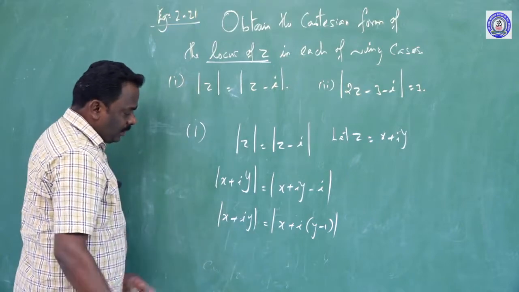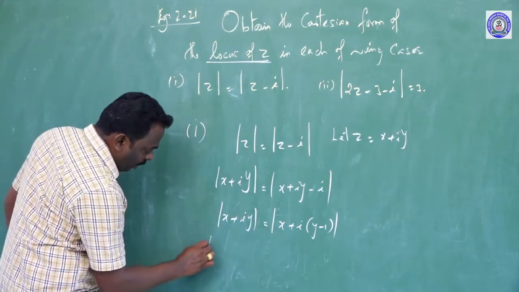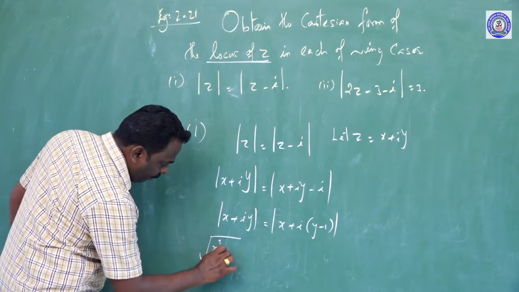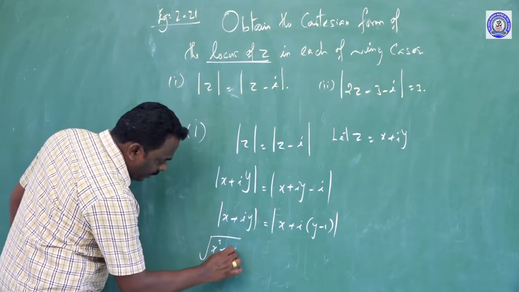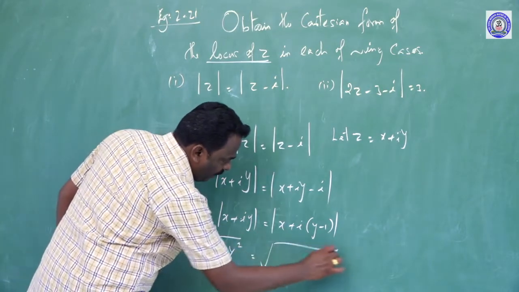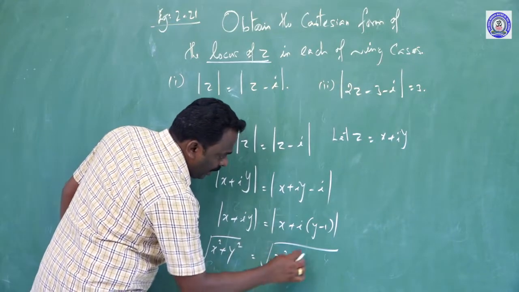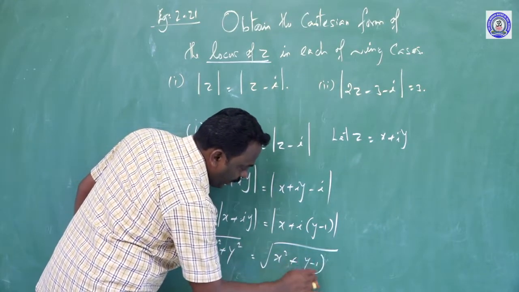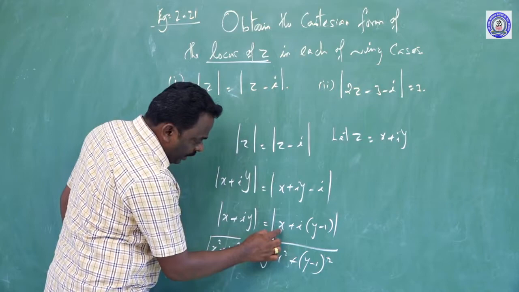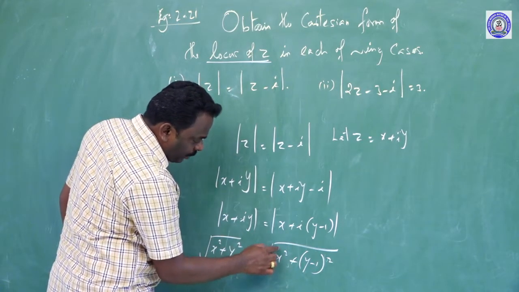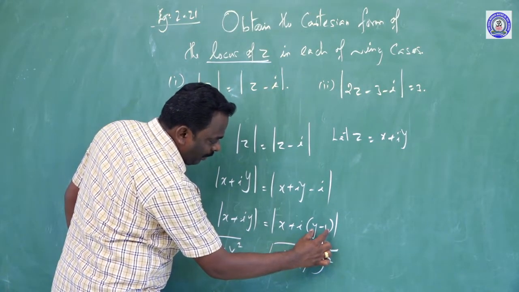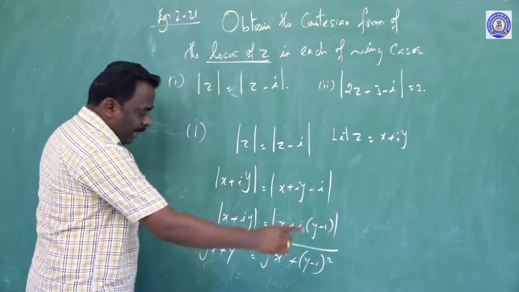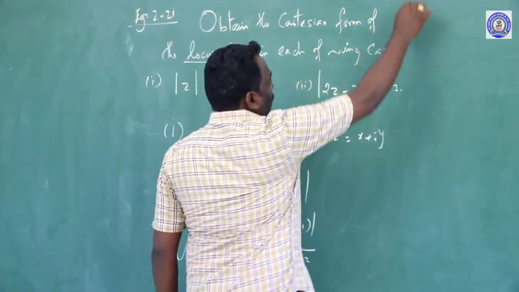Now take the modulus. It is the square root of the real term x square and the imaginary term y square, that is equal to the square root of the real term x square and the imaginary term y minus 1, the whole square. x is the real term squared, and y minus 1 is the imaginary term squared. Now take a square on both sides.